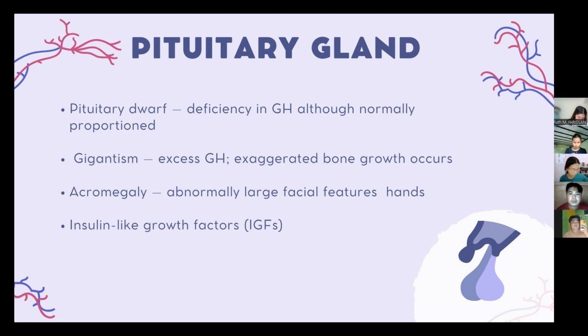Growth hormone is produced by our brain's pituitary gland and governs our height, bone length, and muscle growth. Pituitary dwarfism is a deficiency in growth hormone, although the body is normally proportioned. Gigantism is excess growth hormone, where exaggerated bone growth occurs. Acromegaly is characterized by abnormally large facial features, hands, or feet.